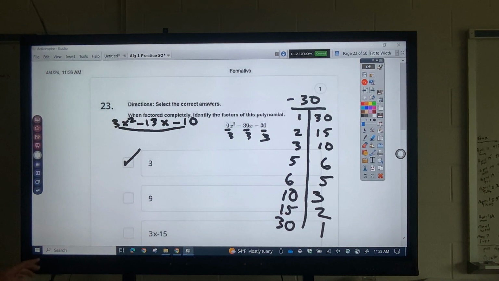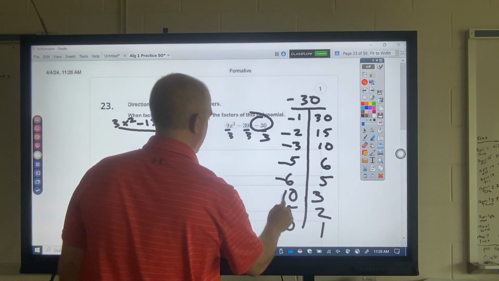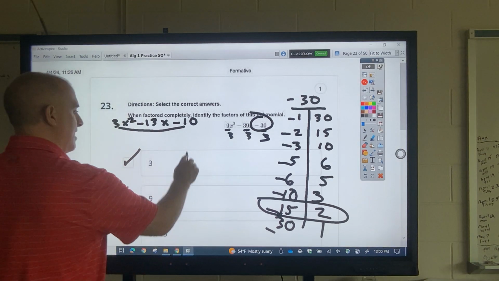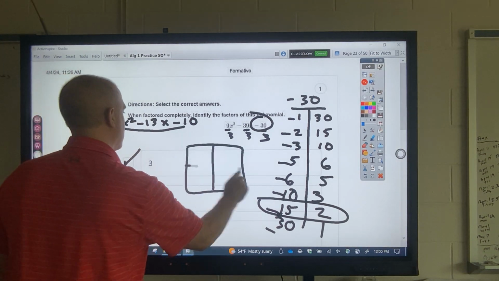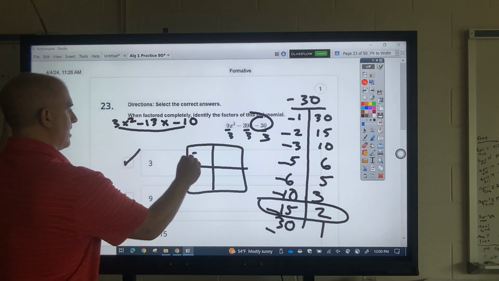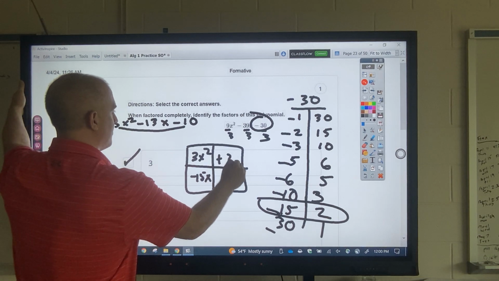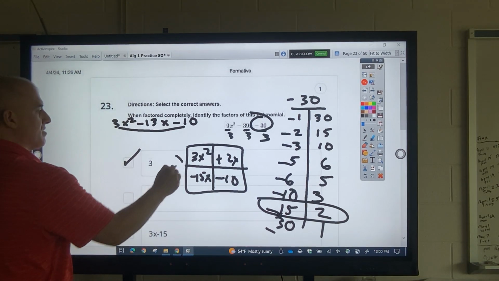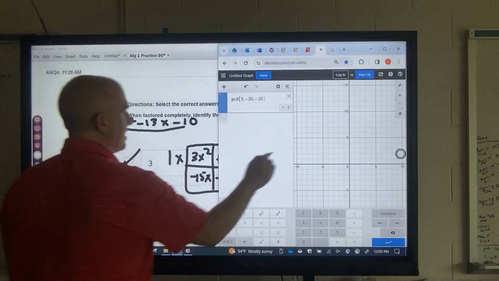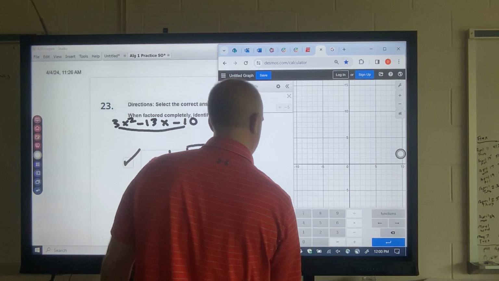Now, since this last number is negative, one side's going to be negative. I'm looking for the set that adds up to -13, which would be that set, -15 and 2. So I got 3x squared minus 15x plus 2x minus 10. GCF would be 3. The GCD of 3 and 2 is 1. -15 and -10, you may need that one. It's a little bit bigger number.